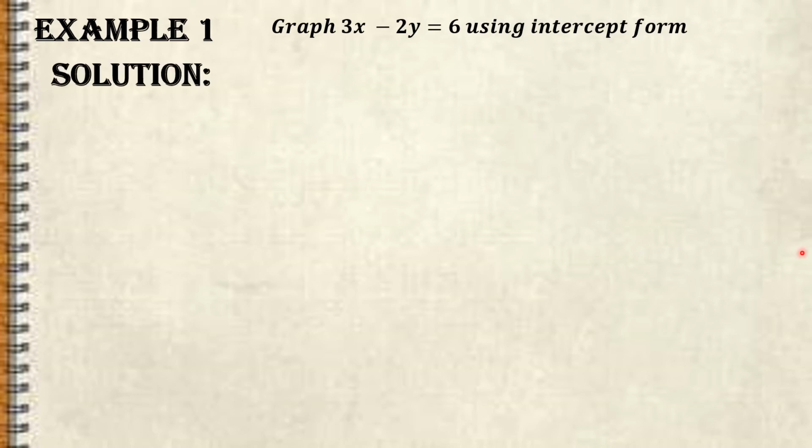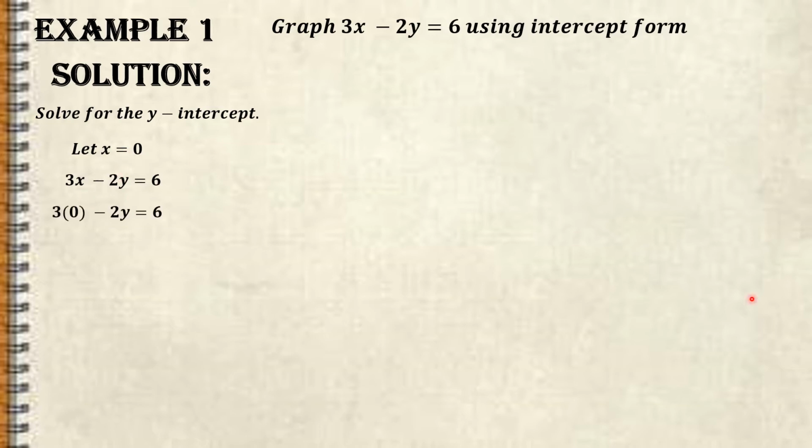So tulad ng first step natin kanina, para ma-solve natin yung y-intercept, we need to let x equals 0. So ito yung equation. We have 3x minus 2y equals 6. So yung x dito magiging 0. And that becomes now 3 times 0 minus 2y equals 6. So next, 3 times 0 is 0. So that's why we just copied negative 2y equals 6.